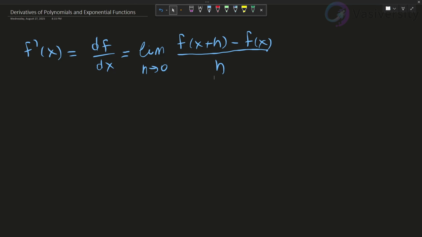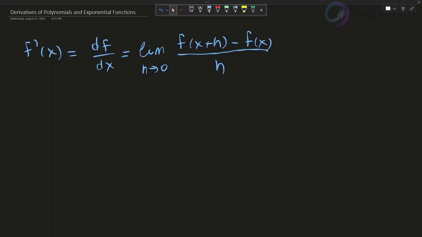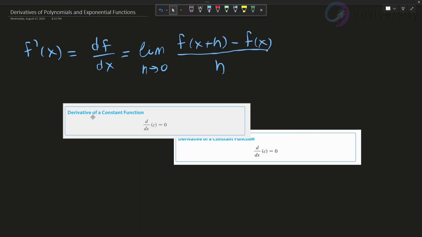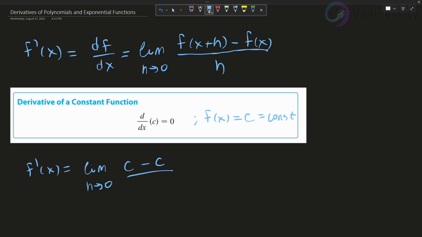So our first equation that we want to prove is, of course, the following. So we want to prove that the derivative of a constant function is 0, right? So essentially what we're saying is that f of x is equal to c, which is a constant. Okay, so that means what are we going to have? F prime of x is going to be the limit as h approaches 0. So we don't have x here, right? It would just have a constant. So it's going to be c minus c over h.